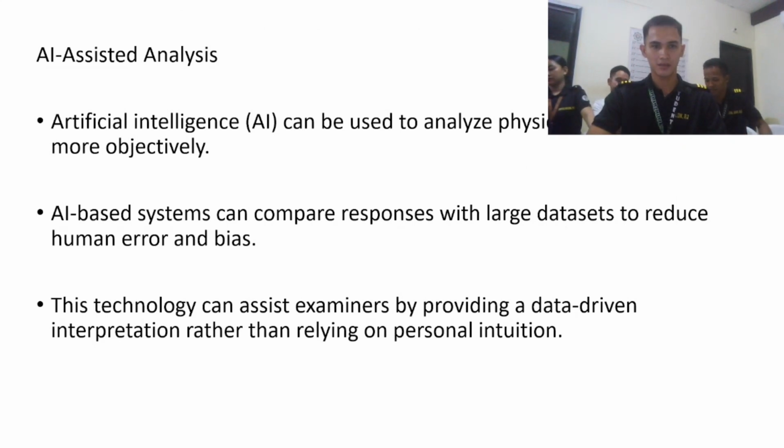AI-assisted analysis. Artificial intelligence, AI, can be used to analyze physiological responses more objectively. AI-based systems can compare responses with large datasets to reduce human error and bias. This technology can assist examiners by providing a data-driven interpretation rather than relying on personal intuition.